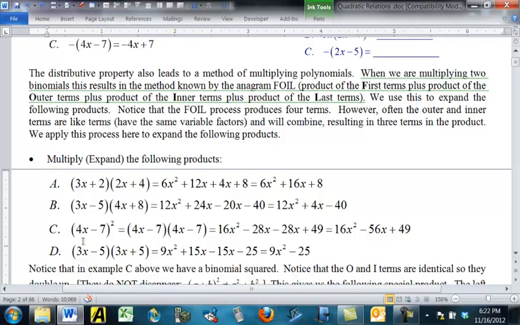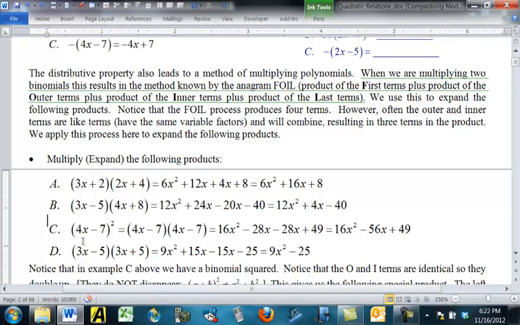Okay? However, (a − b)² is not just a² + b² or a² − b². You get a middle term as well. Notice both the O and the I products are 4x times −7, which is −28x. And so they don't cancel out, they double up, and you get −56x.